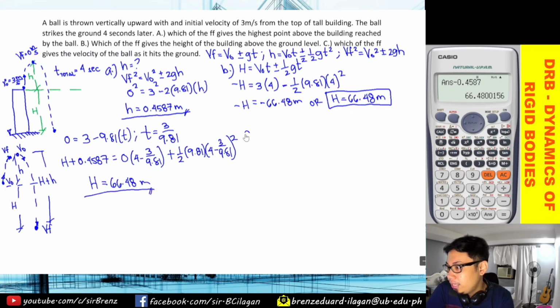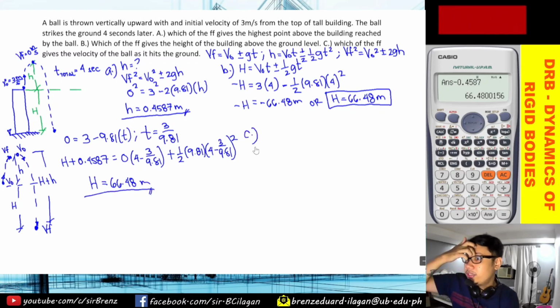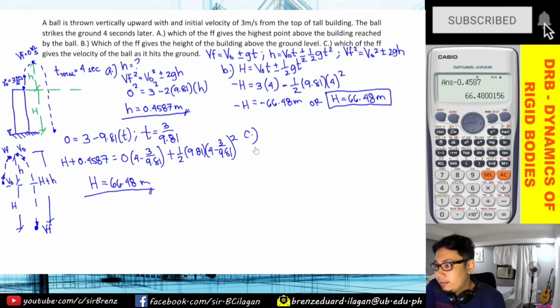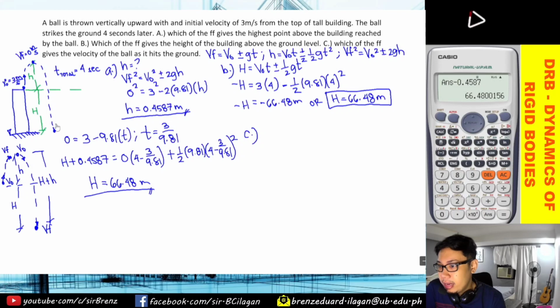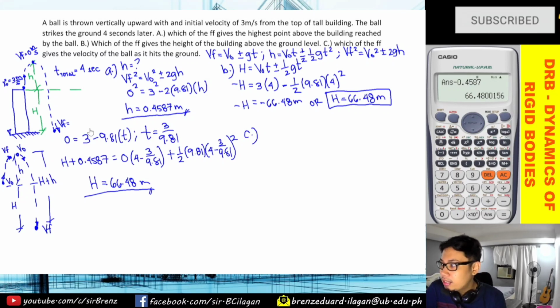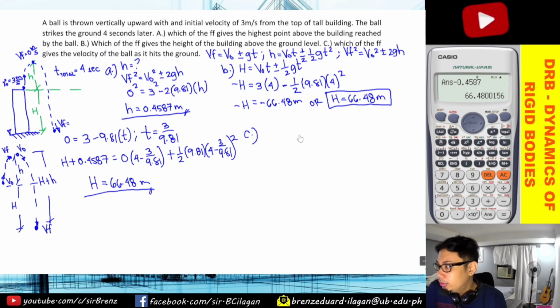Okay, so last for letter C. Ano bang hinahanap sa letter C natin? Which of the following gives the velocity of the ball as it hits the ground? So, siguro mas maganda kung ito na lang ulit yung gamitin natin. And then, yung velocity na pinapahanap is ito. Yung before it reach siya yung ground. So, yung moment na before siya tumama. Yung, kumbaga, sobrang liit na ng distance para kuha natin yung full velocity niya as it hits the ground.